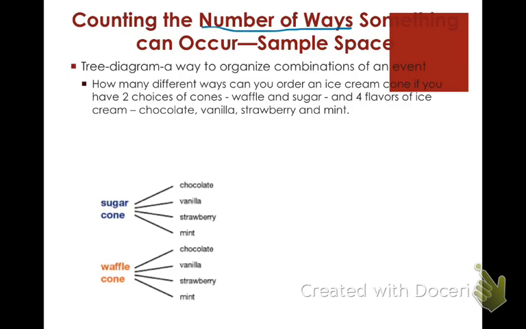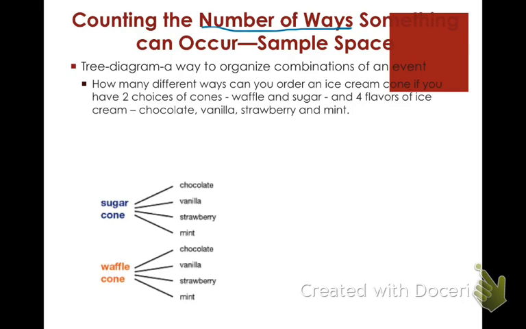So one way to show how many ways something can occur is to use a tree diagram. A tree diagram is a way to organize combinations of an event. Now look down into the notes section and let's look at number 1. How many different ways can you order an ice cream cone if you have 2 choices of cones, waffle and sugar, and 4 flavors of ice cream, chocolate, vanilla, strawberry, and mint?